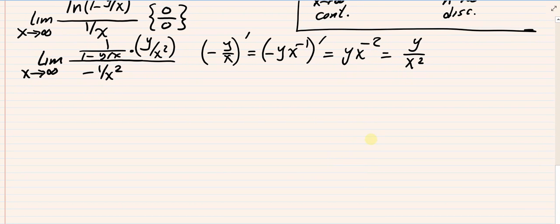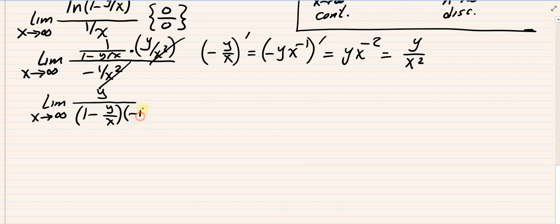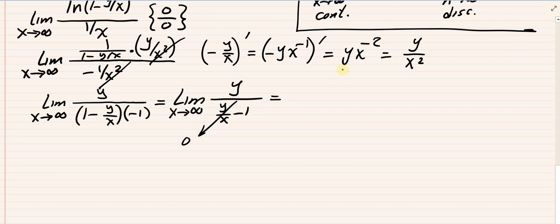Okay. Now, we can simplify this one. The limit as x approaches infinity of y over 1 minus y over x, and then of course the x squared terms cross out, times negative 1. Let me just distribute the negative: it's going to be y over x minus 1 as x goes to infinity. Okay, and now direct substitution. As x goes to infinity, y over x approaches 0, so the limit approaches negative y.